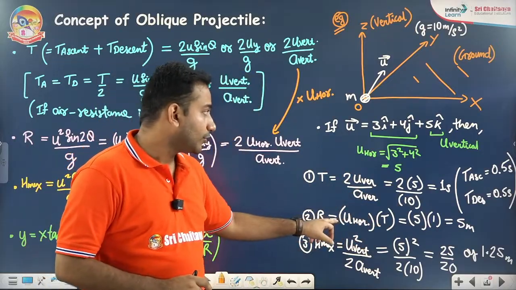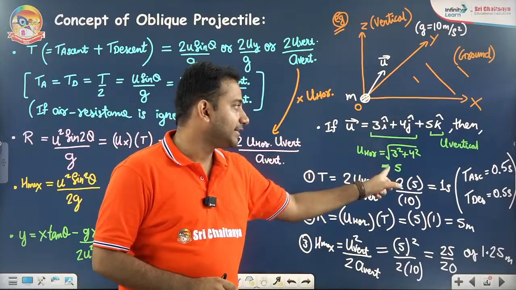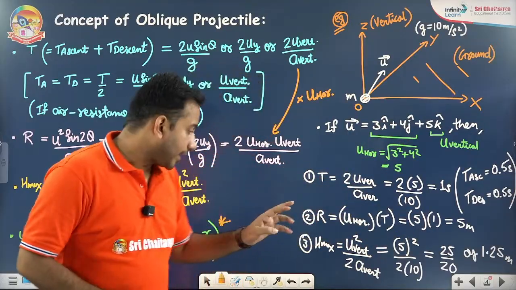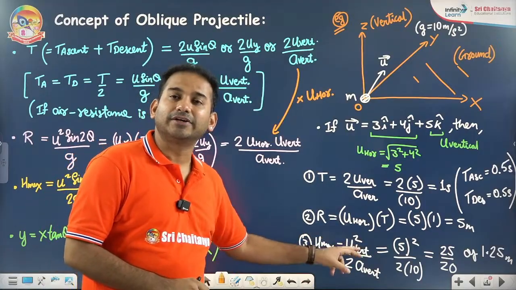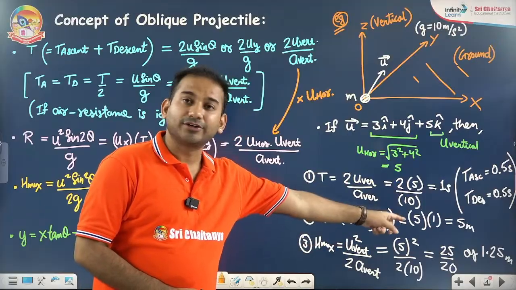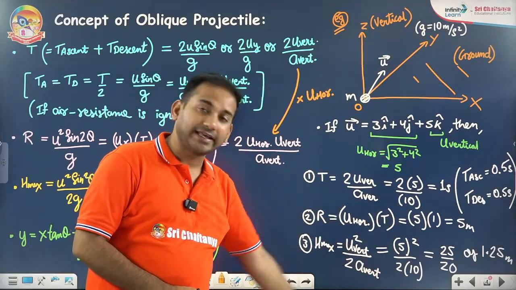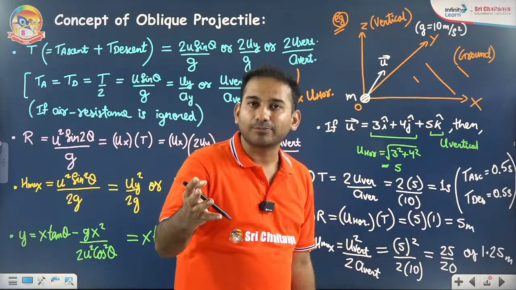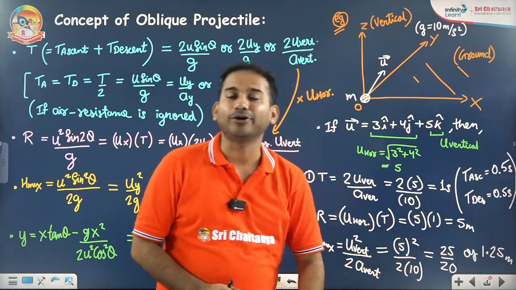Once you multiply it with u horizontal, the resultant of these two, that is 5 into 1 second, you get the range as 5 meter. And when you talk about the h max, that is u vertical square by twice of a vertical. U vertical is 5, that's 5 square, 25 by twice of 10. So 25 by 10, it's 25 by 2 is 12.5, by 10 you will get it as 1.25.